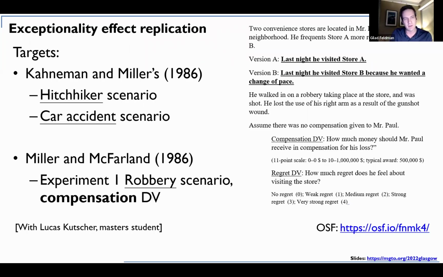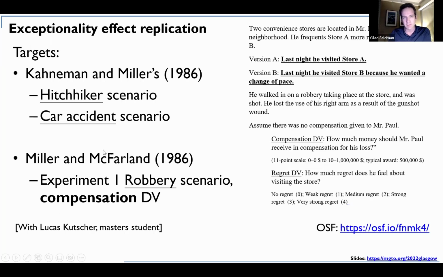And what Lucas very early on said is that the hitchhiker and car accident scenario contrasted the exceptionality versus routine about regret DV. But somehow in a follow-up by Miller and McFarland, they changed the DV from regret to compensation. So Lucas told me, but I don't know how compensation is related to the exceptionality effect, and it seems like they deviated. Is it okay if I also add a DV about actually measuring regret, which is closer to the theory? And then I said, yes, wonderful. Let's also run both compensation. And as an extension, let's also run regret.